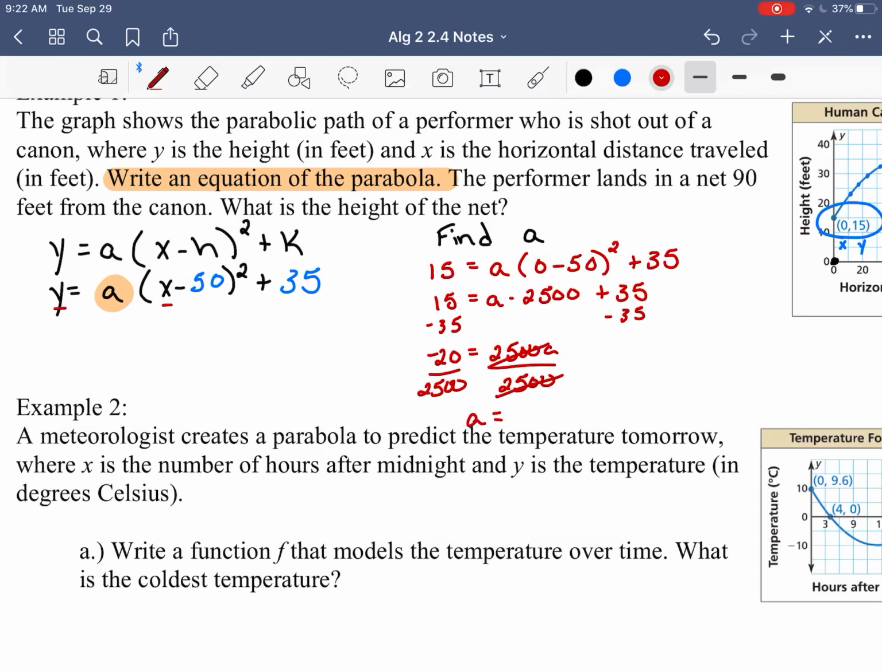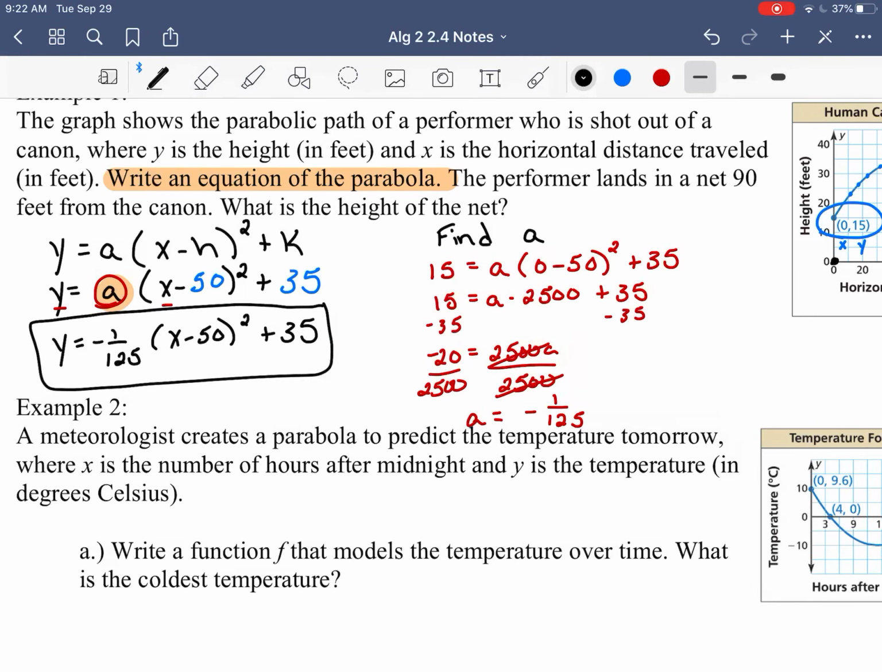So a is equal to, I'm grabbing my calculator, type in negative 20 divided by 2,500. And we get, I want it as a fraction, negative 1 over 125. So there's my a. So I can now plug that in over here for a and write my equation: negative 1 over 125 times x minus 50 squared plus 35. So there's my equation. So we got that part done.